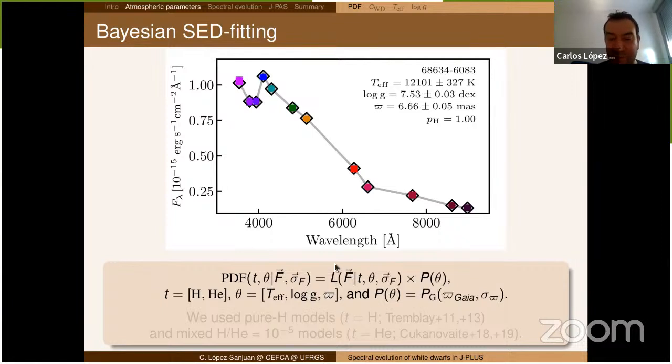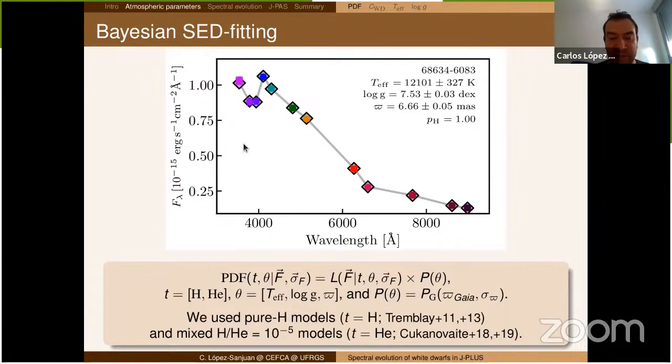And one thing that we do is to complement the likelihood from the data with some priors. And in this case, we use the Gaia parallax as prior. So thanks to the Gaia parallax that is very precise for this sample, we have a good measurement of log g. Thanks to the colors of J-PLUS, we have a good temperature. And also, thanks to the different narrow bands, we can also discriminate between DAs and DBs. So in this case, you see the fitting provides some measurements and also the probability of being hydrogen dominated, and in this case is 1. So this will be cataloged as a DA.